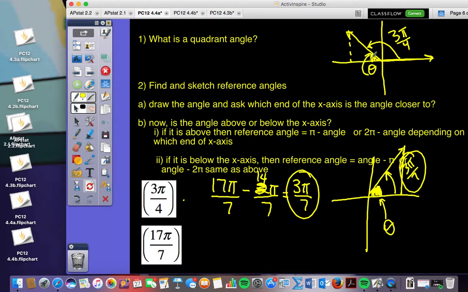So theta was here. Do you see that I had to subtract pi from that in order to get that angle? Does that make sense? Where this one over here, it just went up 3 pi over 7, since it was in the first quadrant, that is the angle associated with theta, or our reference angle. Am I making sense?